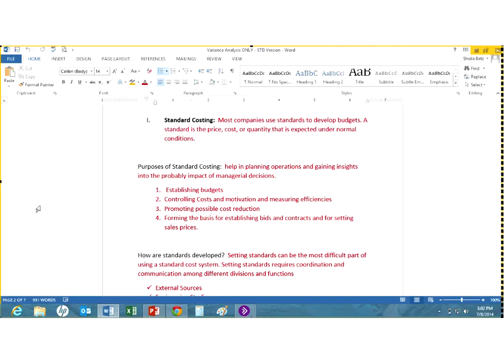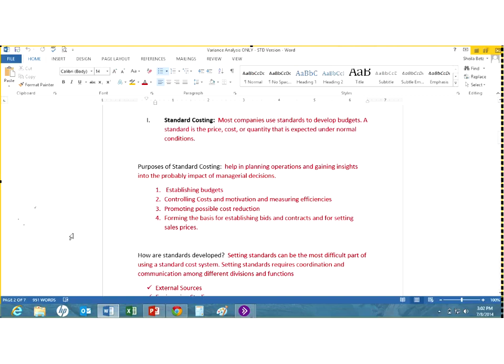A company has set what they believe they will pay for materials, what they believe they will pay for labor hours. In addition, they also have a standard set for what they believe they will use in regards to labor hours and material. And that's what standard costing is.